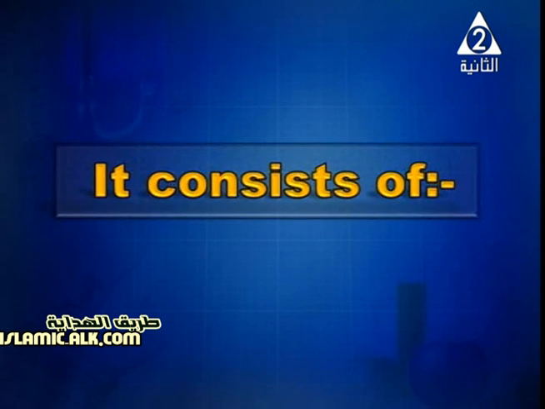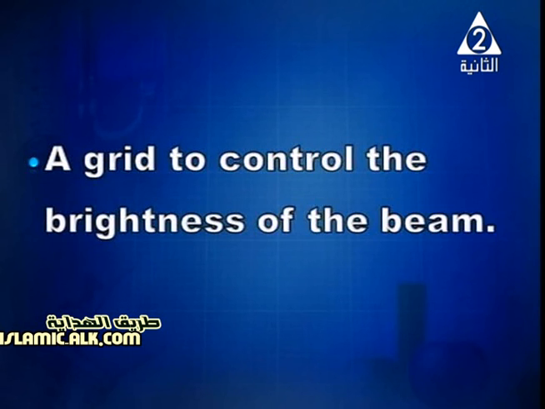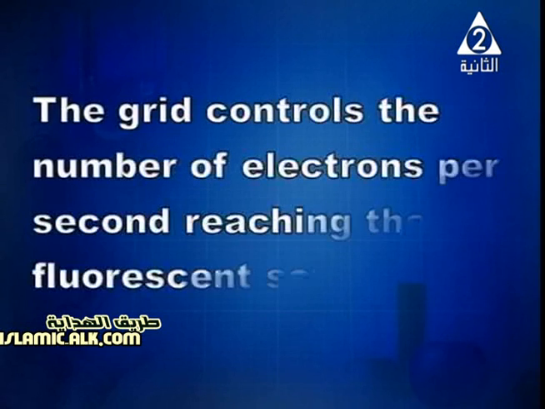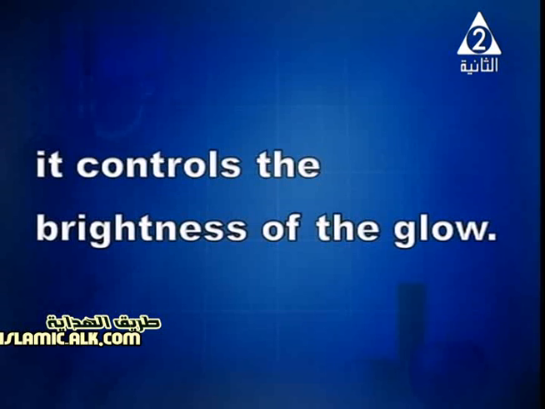So talking about the structure of the cathode ray tube, it consists of, first of all, a heated cathode to produce a beam of electrons. The cathode is a metal surface which is heated by a filament. Then it gives off electrons. Then we've got a grid. And what about the grid? The function of the grid is to control the brightness of the beam. How? It controls the number of electrons that pass through the grid. So the grid controls the brightness of the beam. The grid controls the number of electrons per second reaching the fluorescent screen. That is to say, it controls the brightness of the glow.